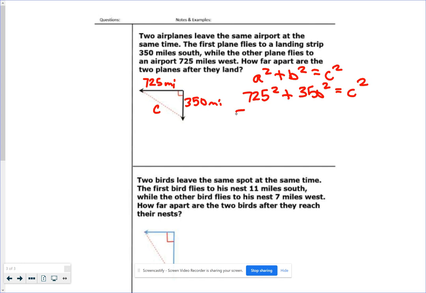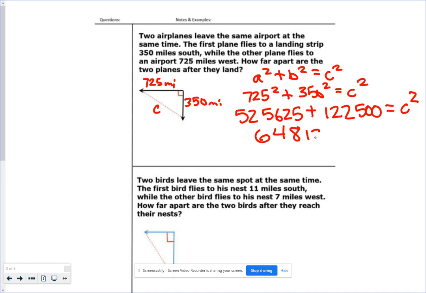Oh my goodness, the first one is a very large number. Let's see here, what is that? 525,625 plus 350 squared. Oh my goodness, this is a ginormous number as well. Equals C squared. It's 122,500. Okay, now let's add them together. So use your calculator for that. And if I add them all together, I get an even bigger number. That is, let's see here, 648,125. Well, how do I get rid of it?